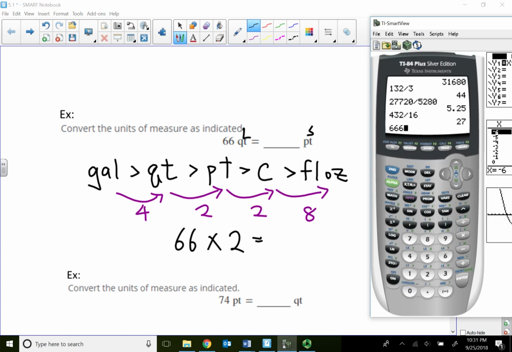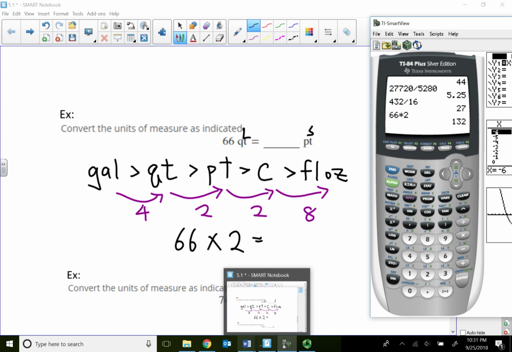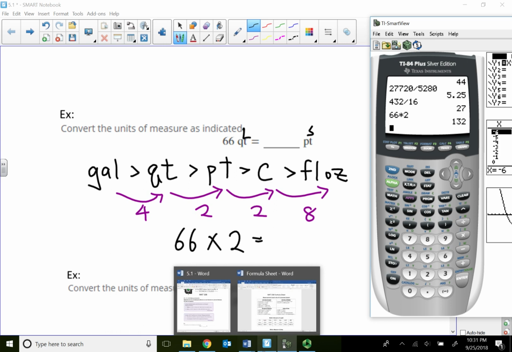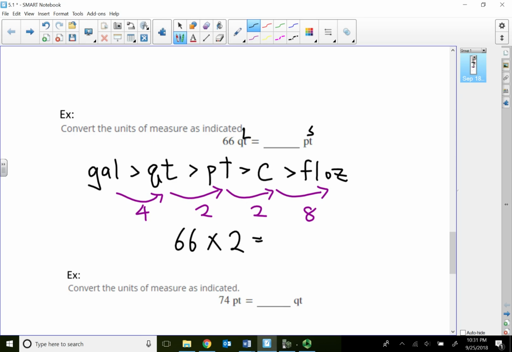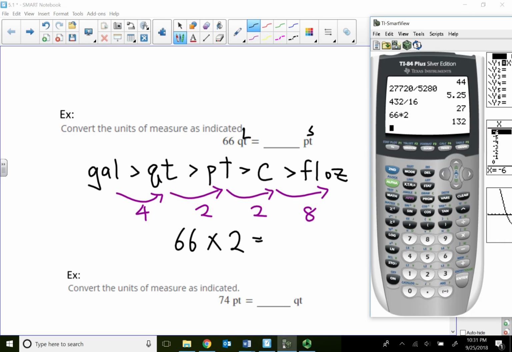And that's the reason why I wrote this out horizontally like this. I break it apart for you on the formula sheet. So this part is good to use on the formula sheets. Oh, what was the answer? 132 pints.